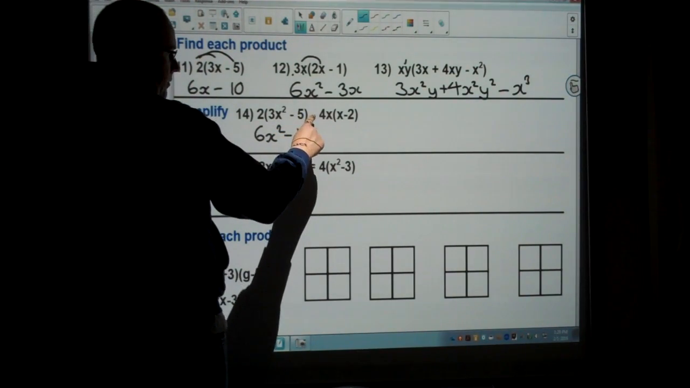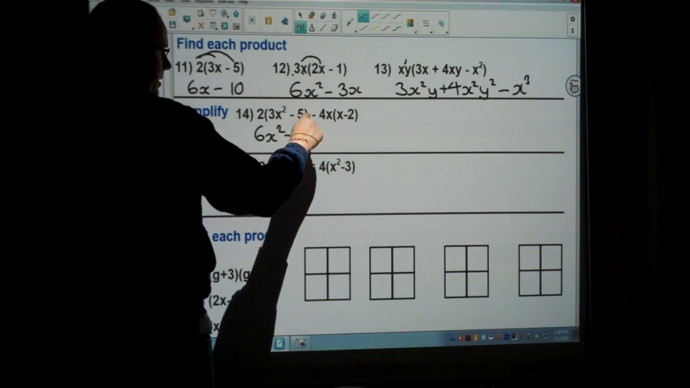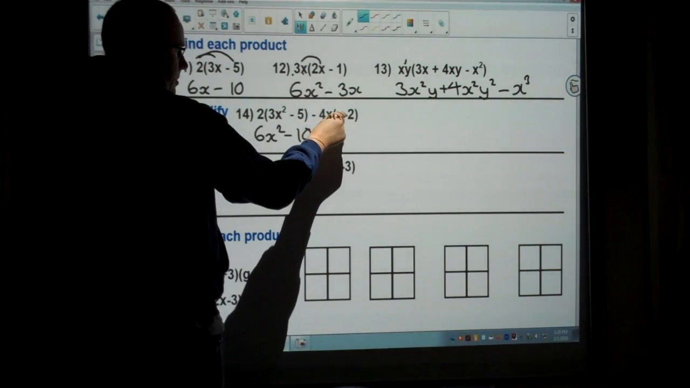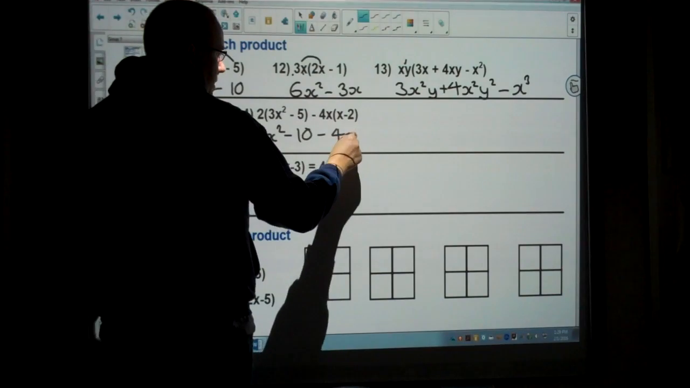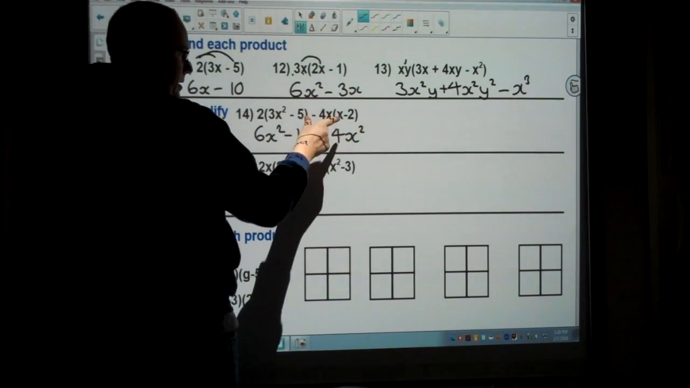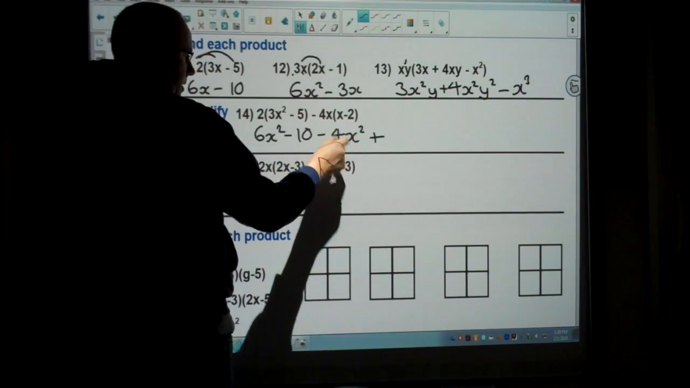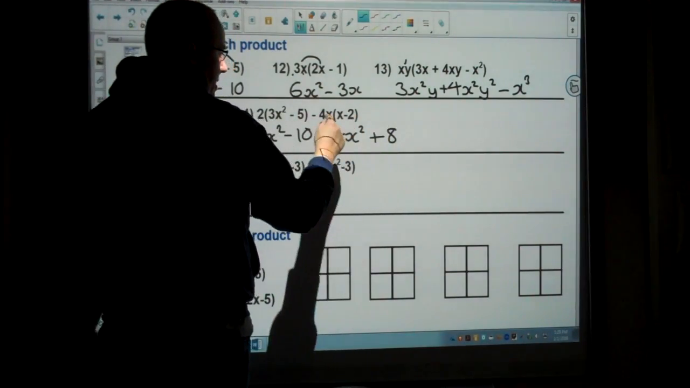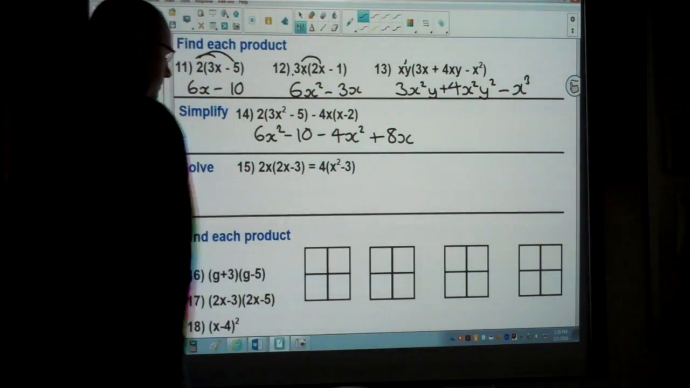Now this one we do have to be careful with because we're timesing it by negative 4x here. So negative 4x times x is going to give us x squared. So negative 4x squared. And on this one, negative 4x times negative 2. So the two negatives make a positive. 4 times 2 is 8, and then the letter second.